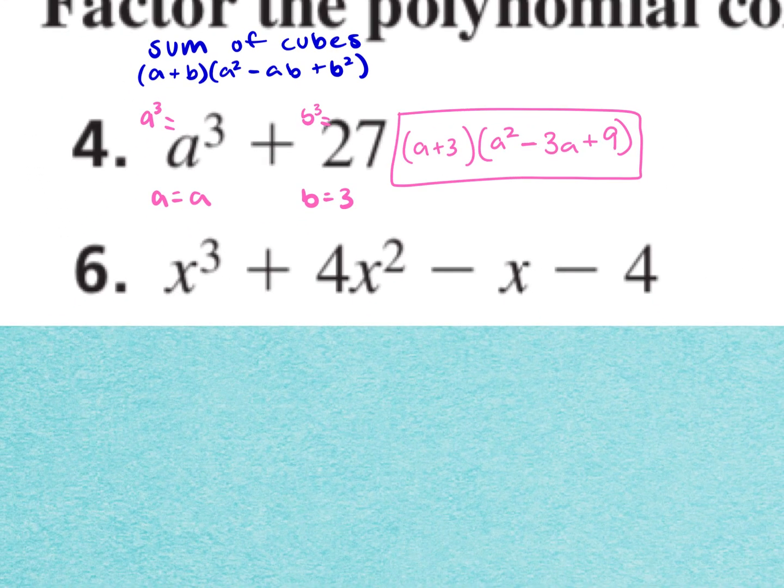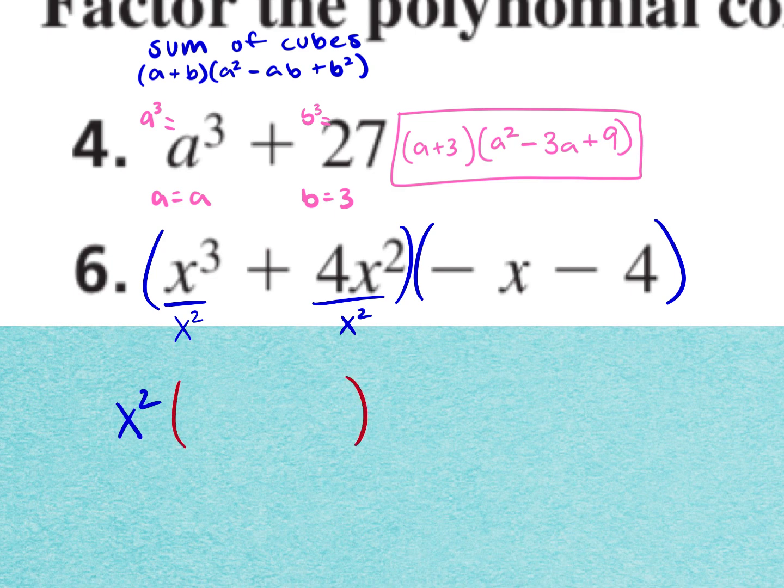All right, and last one, number 6. How am I going to factor number 6? Grouping. So I group the first two, group the second two. What's the GCF in the first group? X squared. So I'm going to take out an x squared. What am I left with? X plus 4.